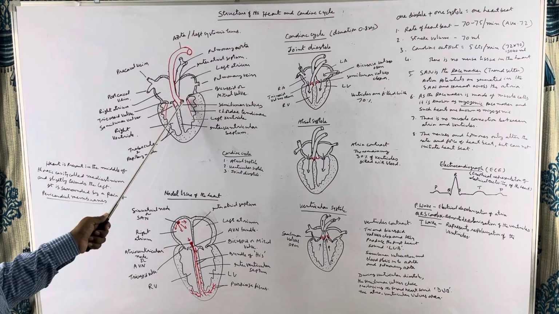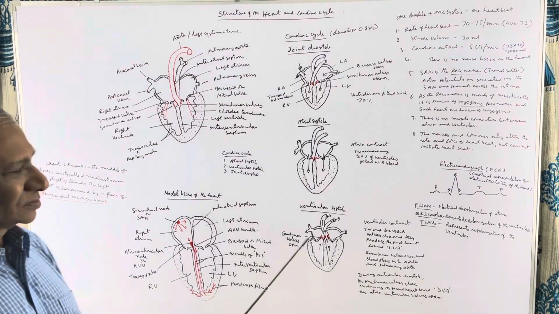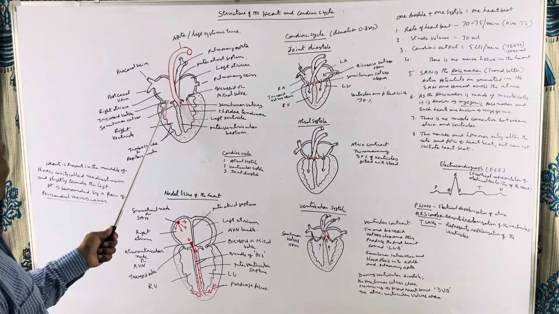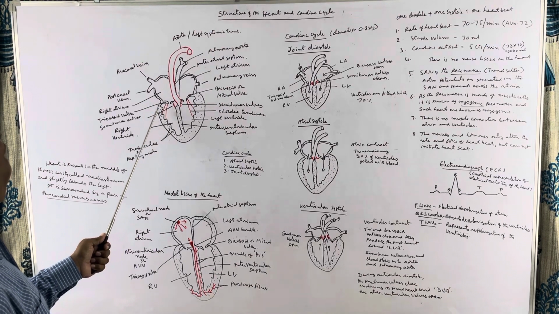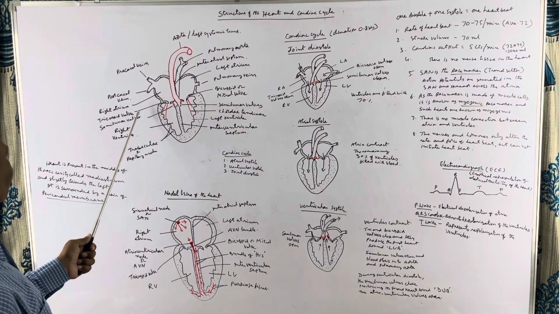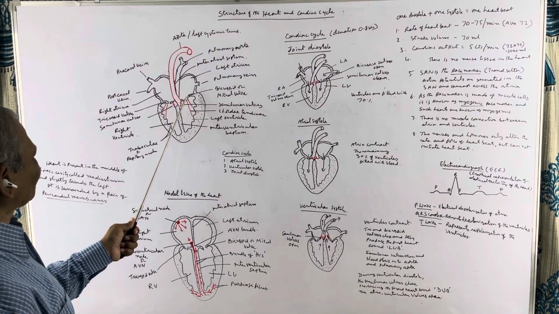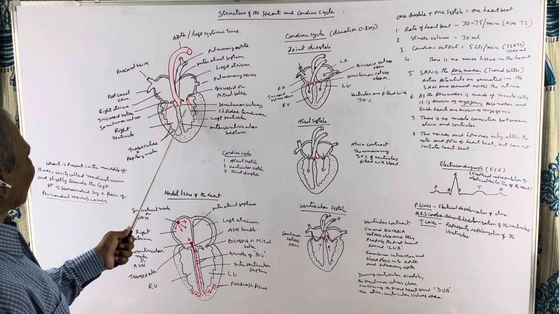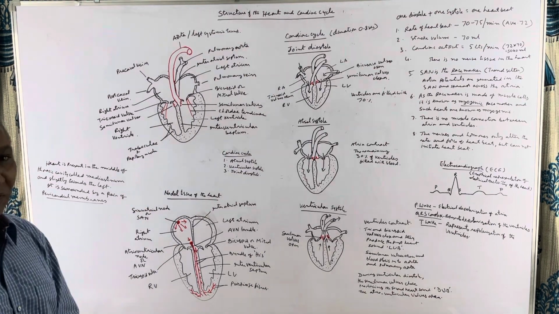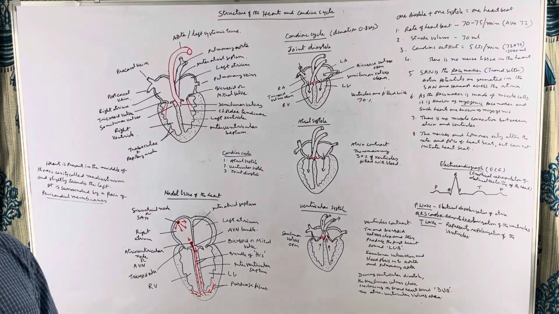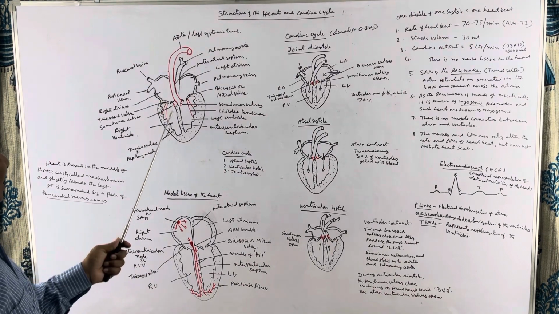The atrioventricular septum is perforated and provided with valves. The valves present between the right atrium and right ventricle are known as tricuspid valves. Similarly, the valves present between the left atrium and left ventricle are known as bicuspid valves or mitral valves. These valves control the blood flow from the atrium into the ventricles.